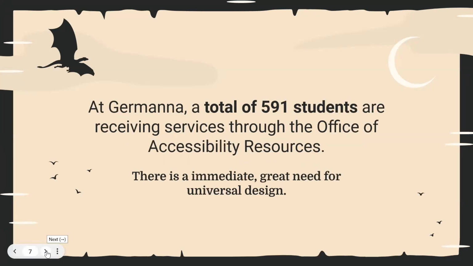So at Germanna, however, we have a total of 591 students who are receiving services. But again, I want to reiterate, these are the students who have self-identified. We have many students who have not identified themselves as needing accommodations or things from the Office of Accessibility Resources, which has a new name, and it's OAR and not Disability Services. So make sure that you know that that is the new name for the office.